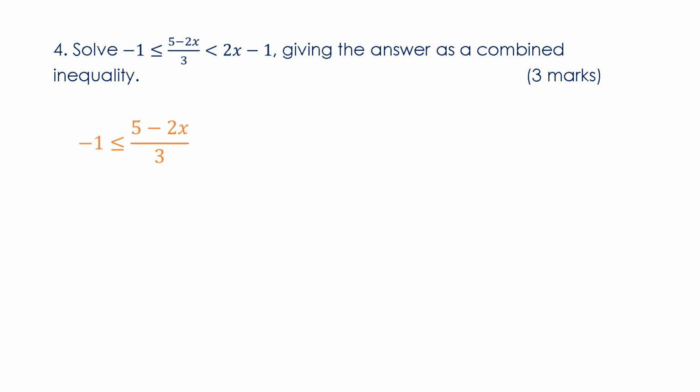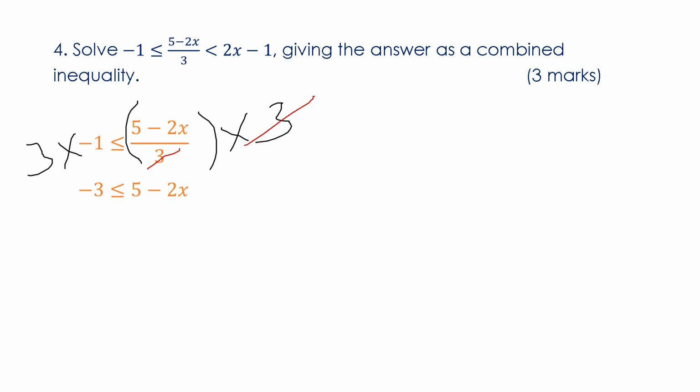Doing that, we'll have -3 less than or equal to 5 minus 2x. What we have done here is multiply by 3. 3 multiplied by -1 is -3. Then the 3 will cancel with this one, so we are remaining with 5 minus 2x. Then from here we collect like terms.